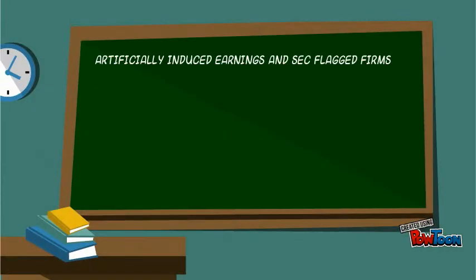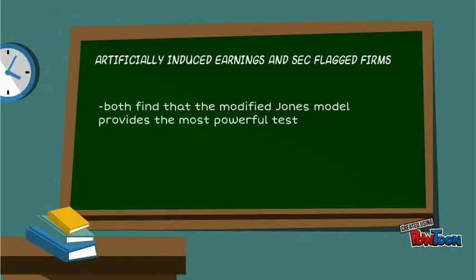The sample with artificially induced earnings shows that the modified Jones model dominates all other models in determining earnings management, though it only dominates the industry model by a small margin. The sample of firms who were flagged by the SEC for overstating their annual earnings also confirm these findings.